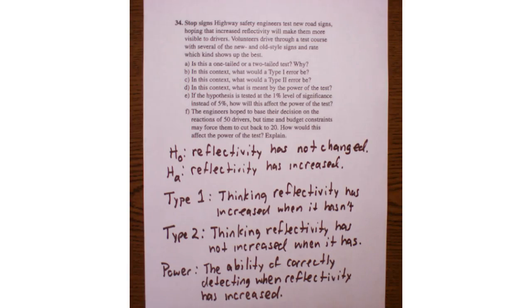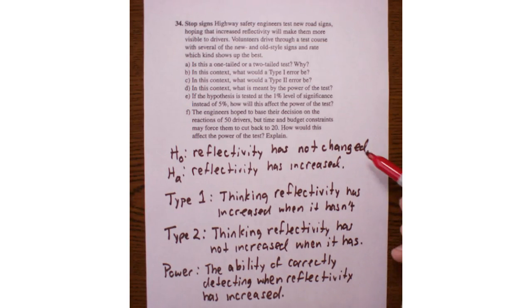Again, we have to identify what our null hypothesis is and what our alternate hypothesis is. Our null hypothesis is always about nothing changing, everything staying the same. So in this case, the reflectivity of the signs has not changed. It is no different than the way it has been. The alternate hypothesis is that the reflectivity has increased. These new signs are better.